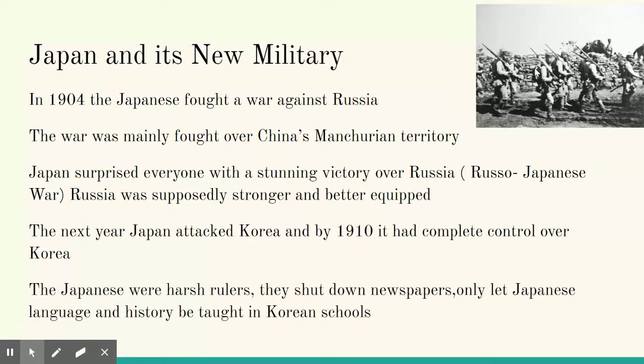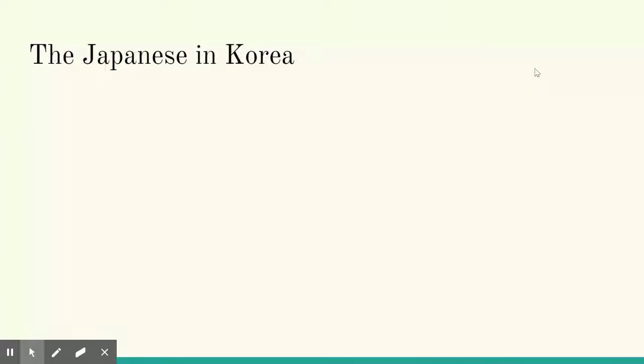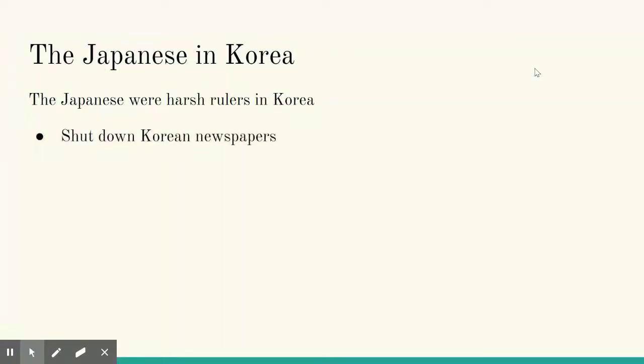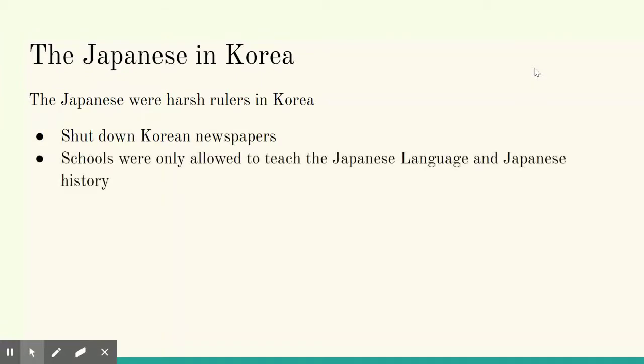The Japanese were extremely harsh rulers to the Koreans. They shut down newspapers. They only let Japanese language and history be taught in the Korean schools. So let's look a little bit more at the Japanese in Korea. Again, the Japanese were harsh rulers. They shut down Korean newspapers. Schools were only allowed to teach the Japanese language and Japanese history.